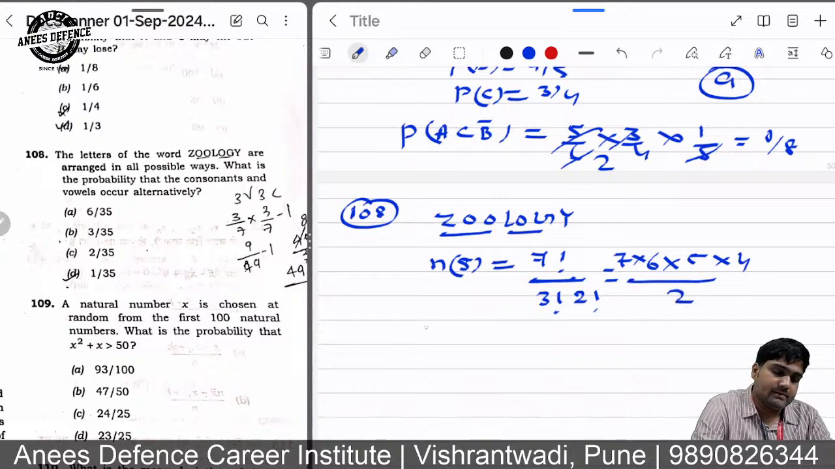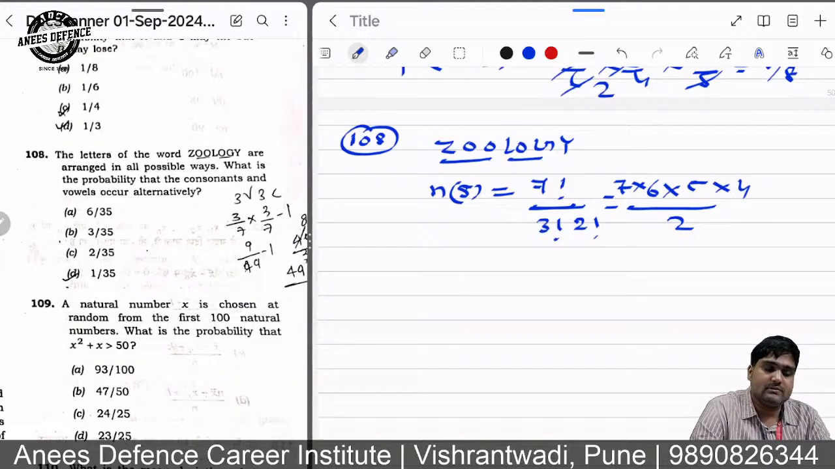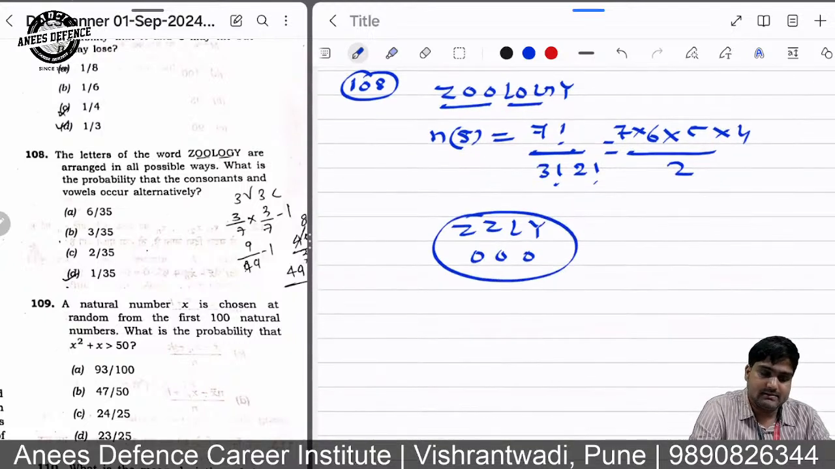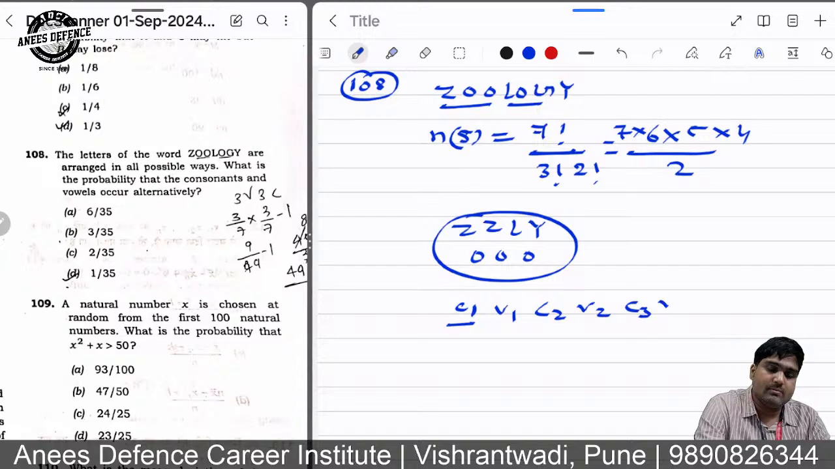Now the favorable event is that consonants and vowels alternate. In zoology, 4 consonants are present, Z, G, L and Y, and 3 vowels are present. There is only one way to arrange them alternately, which means the word starts with a consonant: consonant 1, vowel 1, consonant 2, vowel 2, consonant 3, vowel 3, and consonant 4. We can arrange the consonants in 4 places, which is 4 factorial upon 2 factorial, and the vowels in 3 places, all identical, so it's 1. So these are the favorable outcomes.